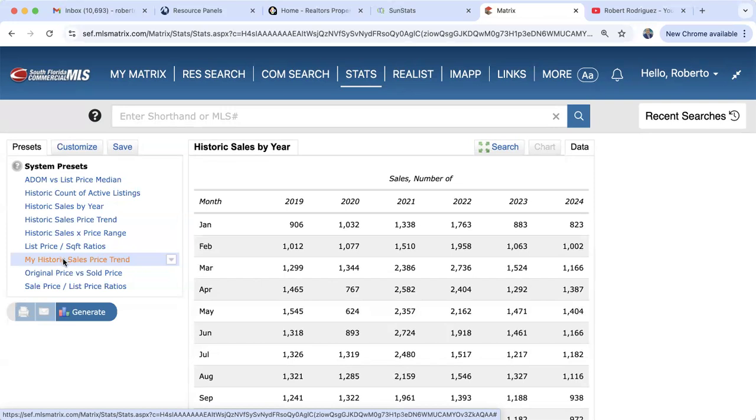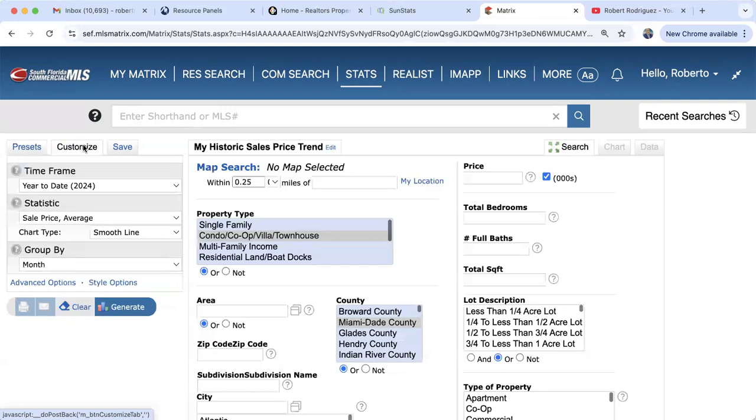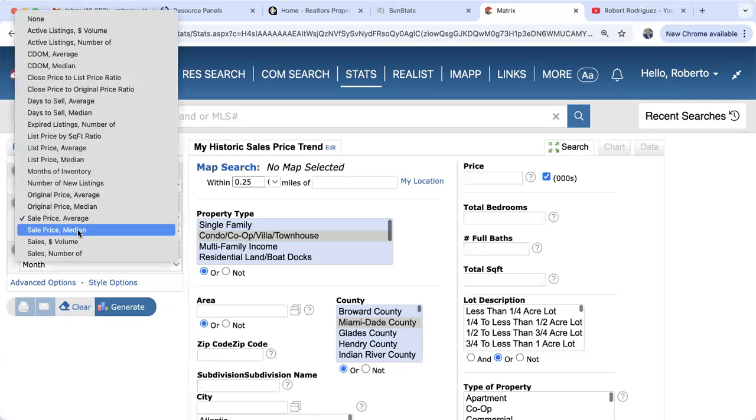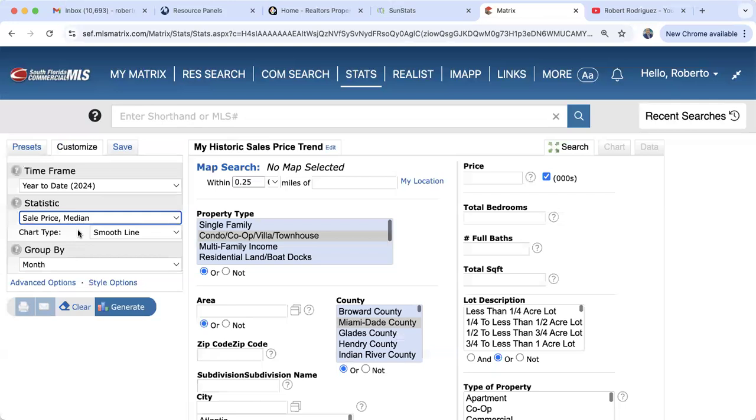Taking a look here at the historic sales price trend, let's click on customize real quick and switch the sales price average to sales price median. That is a better idea of the price. Average tends to either go way up or way low, and we don't want that. We want to see the median. Let's switch this to single family home. Any idea what the median price is in Miami-Dade County for a single family home today? You guys will be surprised.